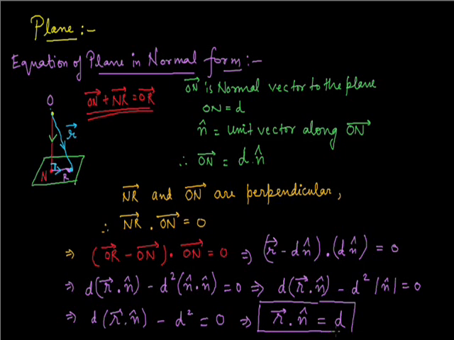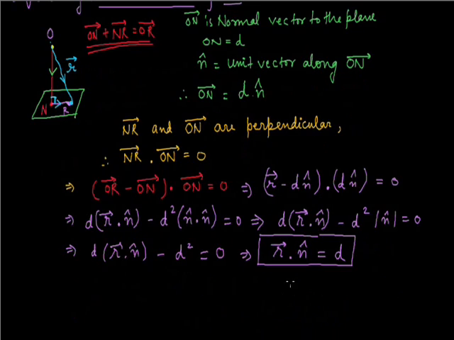In the normal form, R is the position vector of any arbitrary point. N cap is the unit vector along the normal to the plane, and D is the distance of the plane from the origin. So here I am mentioning that D is the distance of the plane from origin. Therefore, it is required that D must be positive.